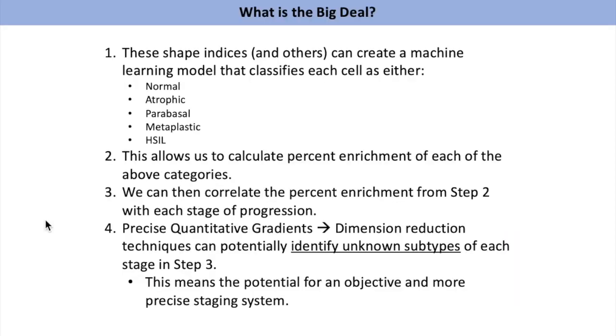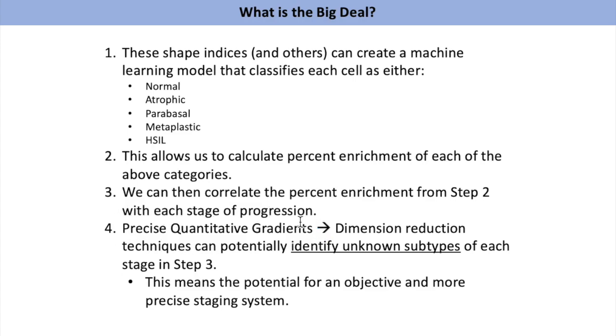So let me summarize the main points. We have shown that these shape indices and others can help discover unknown subtypes within this continuum, and that these numbers can help us create machine learning models to classify each cell into one of these categories. This then allows us to calculate the percent enrichment of each of these categories for a patient, which allows us to correlate the percent enrichment from step 2 with each of the stages of progression.